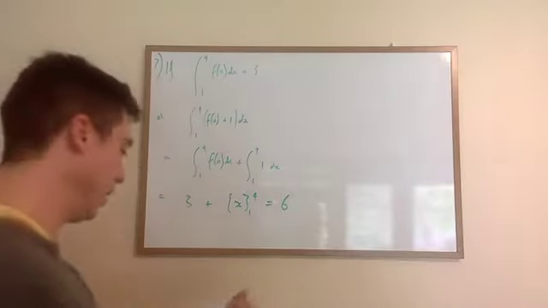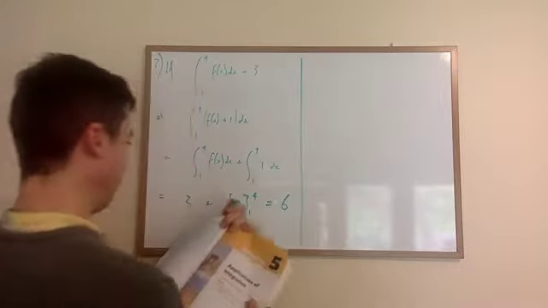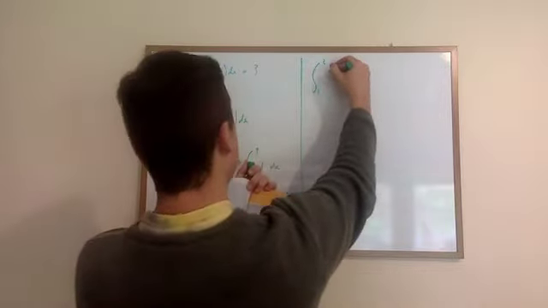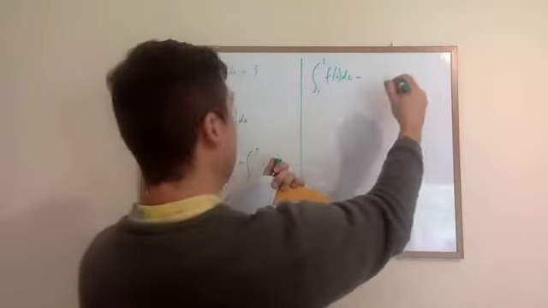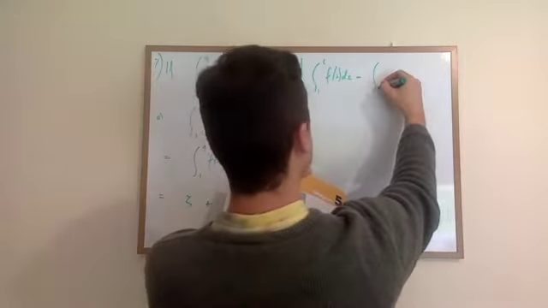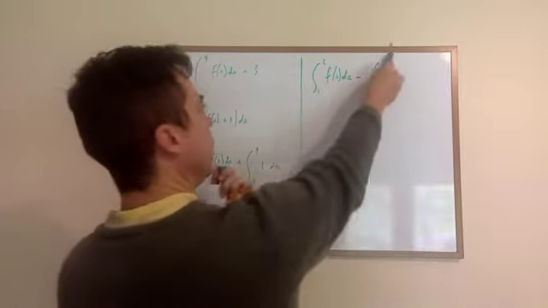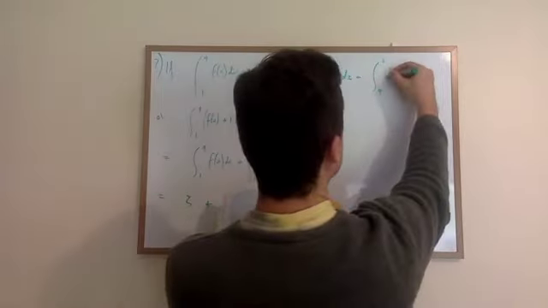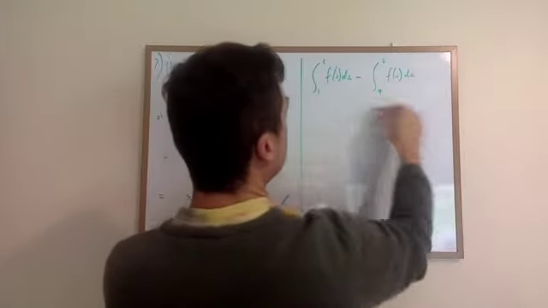Okay, let me write this down. See if we can fit it on here. So it's saying the integral between 1 and 2 of f of x dx minus the integral from 4 to 2, right? It's going from a higher value to a smaller value, of f of x dx. So what I'd be doing is looking at this information.